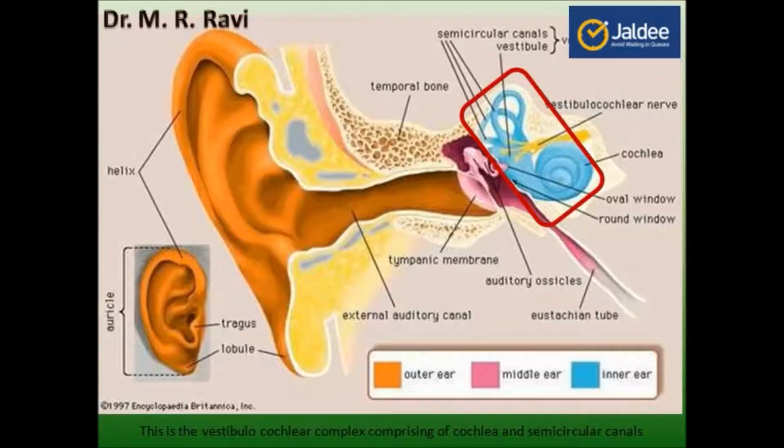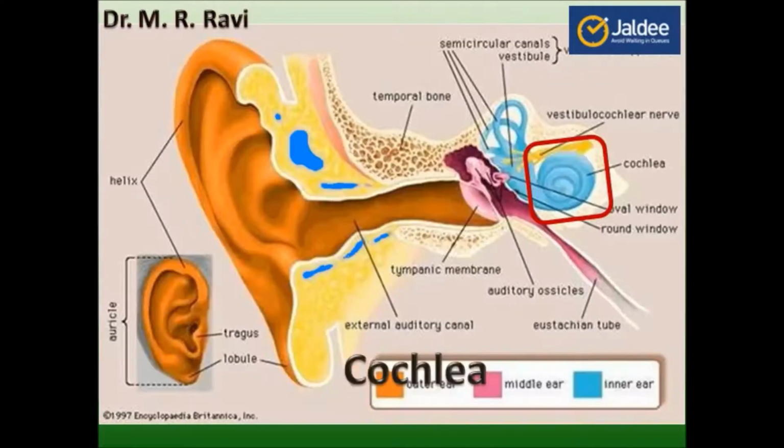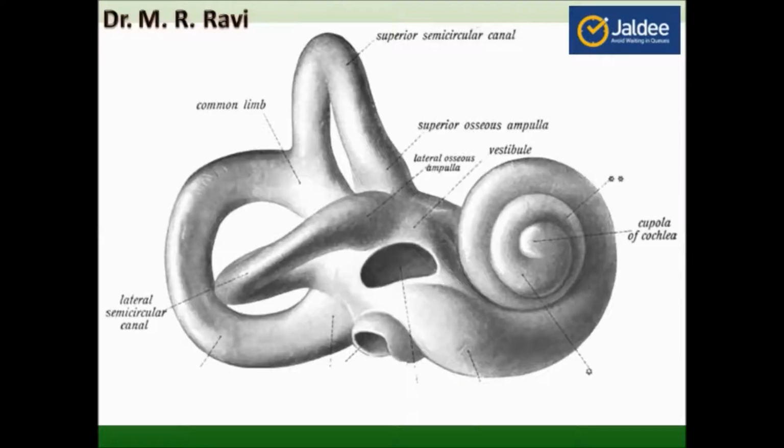This is the vestibulo-cochlear complex, comprising the cochlea and semicircular canals. This is shown in 3D. The vestibulo-cochlear nerve and the small bones, malleus, incus and stapes, are colored yellow in the illustration. This is the cochlea, displayed with a red border. Semicircular canals are displayed with a red border. This is the bony labyrinth, in which the membranous labyrinth, consisting of the cochlea and semicircular canals, is positioned.